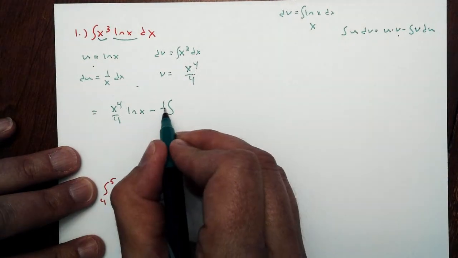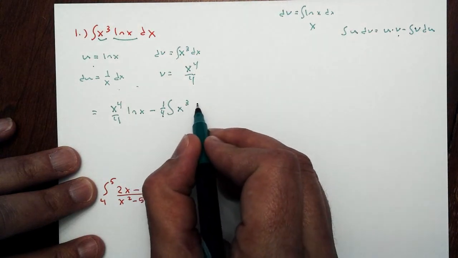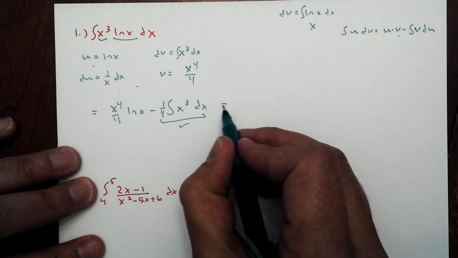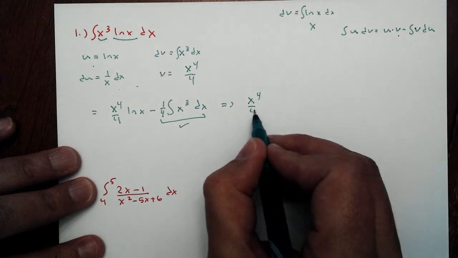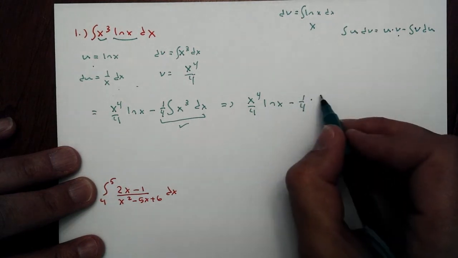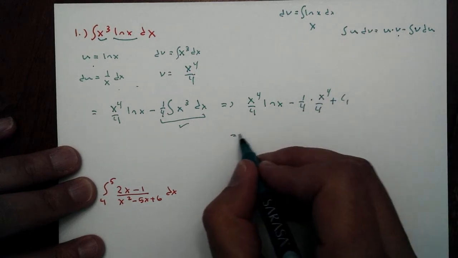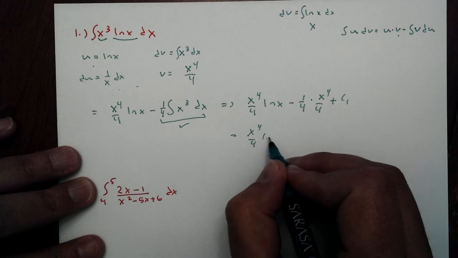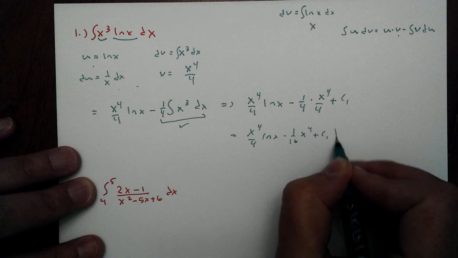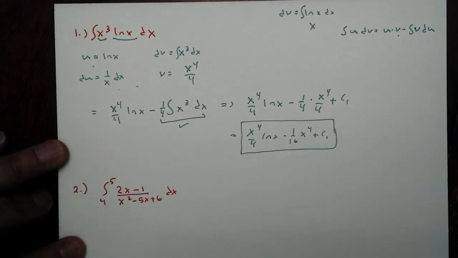Now I can factor out the 1/4 here, and that's going to give me x cubed dx. Now this, I know how to integrate. It is just my basic power rule. So we're going to get x to the 4th over 4 natural log of x minus 1/4 times, and of course this becomes x to the 4th over 4 plus c1. Some teachers want you to simplify that, so we might go ahead and do that. We get minus 1/16 x to the 4th plus your constant of integration. And there's your antiderivative.